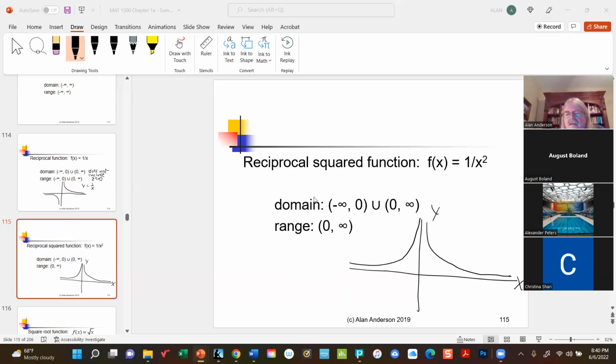Zero cannot be in the domain. Also on the range side, if you notice, it does not include zero. The horizontal axis is actually an asymptote here. And then it can go up to positive infinity. So the range means everything, not including zero, all the positive numbers can come out of this function.